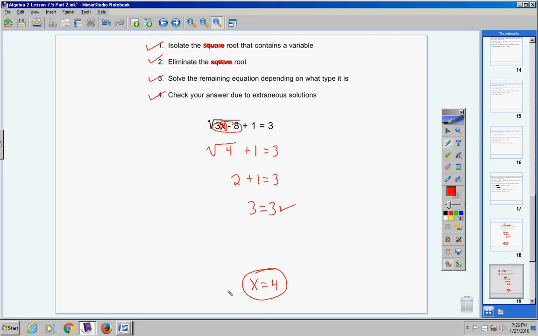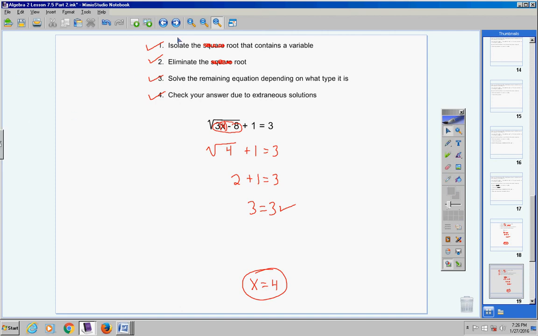Alright? Okay, guys. I hope I'm not going too fast. I mean, it's pretty simple. Isolate the square root. Isolate the root. Eliminate the radical. Solve the remaining equation. Check your answer. Let's try another one. Getting a little more difficult now, okay?